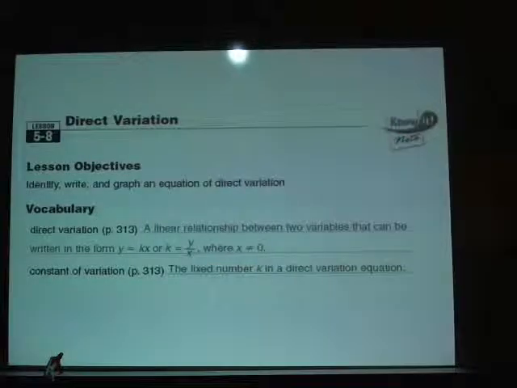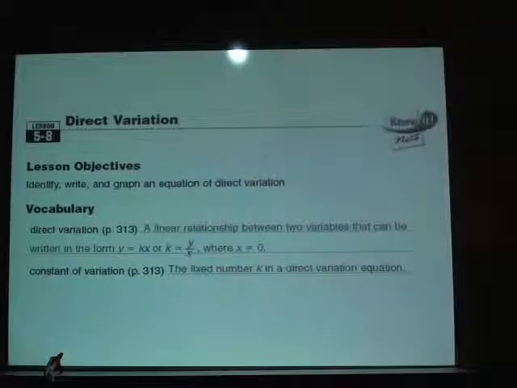Okay, so formally, direct variation is a linear relationship between two variables that can be written in the form y equals k times x, or k equals y divided by x, where x is not equal to 0. Now, from what I just described, that probably seems odd, because why does that fit into what we've been talking about? Well, notice the very first thing they tell you about direct variation is it's linear. So that means when we graph it, it's the graph of a line.